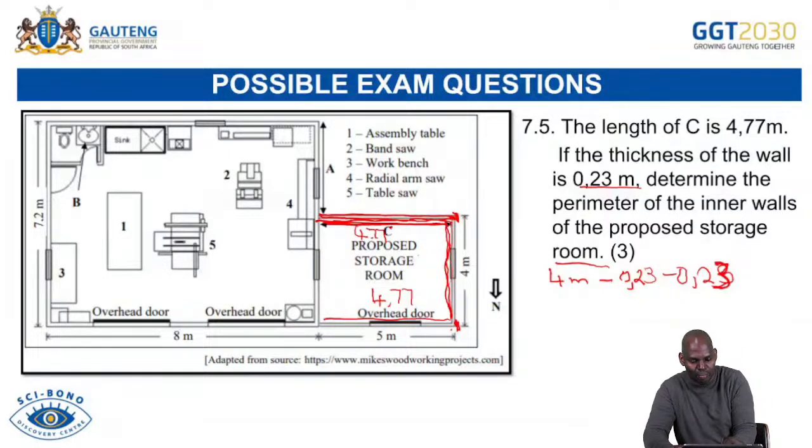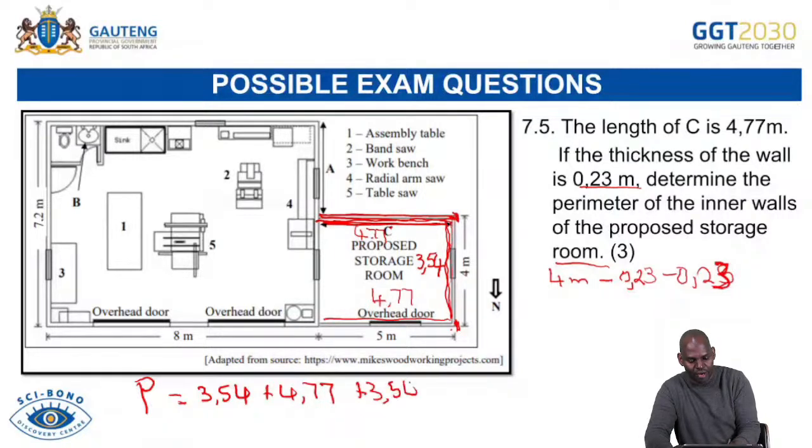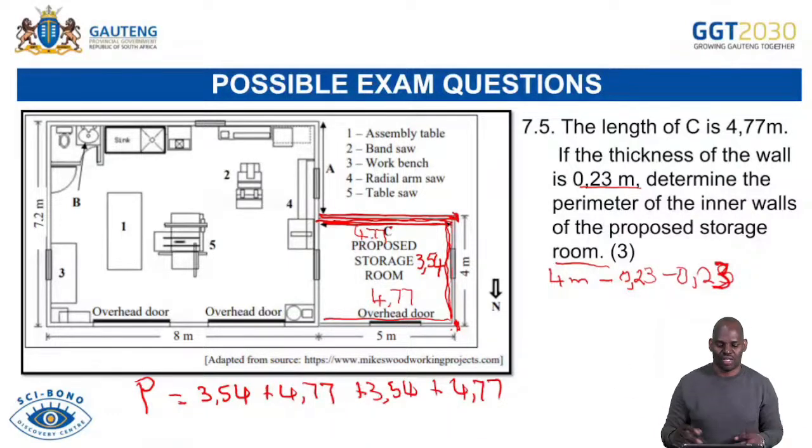So this is 3.54 meters. So how do we calculate the perimeter? More than one way of doing it. It's just a matter of adding up the 4 sides. So I'll say 3.54 plus 4.77 plus another 3.54 plus 4.77. I'm just adding up the 4 sides. Some of you will say 4.77 times 2, and then 3.54 times 2. That will also be absolutely correct.